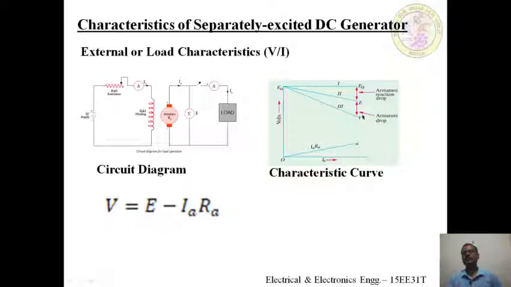Curve 3 is called the load characteristic curve. It indicates that as load increases, the terminal voltage of the generator decreases. The curve is dropping.